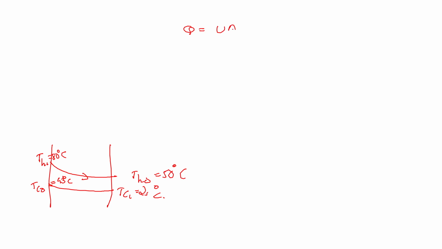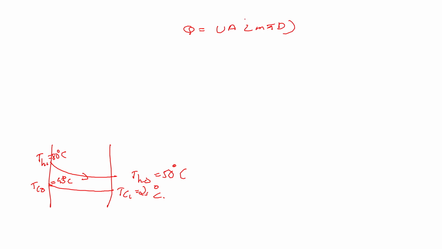And now, if we draw the temperature distribution, the same way as we normally draw it: THI is 80 degrees Celsius, which is given, and it's coming down, THO will be 50 degrees Celsius. Similarly TCO is 43.8 degrees Celsius, and TCI, the input, will be 25 degrees Celsius. Now from here, to solve this one, you first have to calculate Q is equal to U A LMTD.